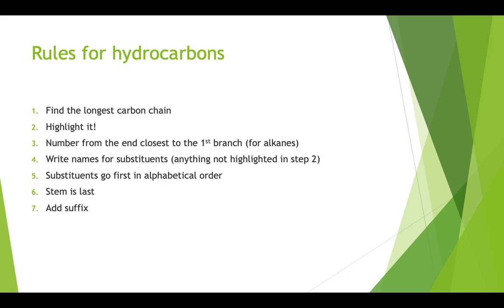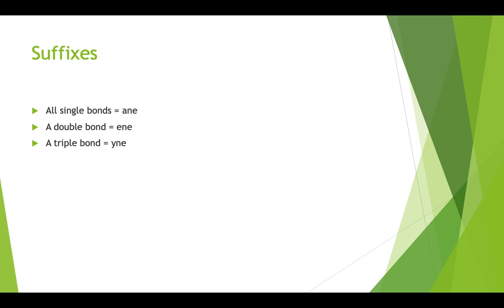Then the last thing you're going to do is put in your stem and then your suffix. So your stem would be however many carbons is in that longest chain. And then the suffix, so far as all you know, is going to be ane because we're dealing with just straight chain carbons, all single bonds. So the suffixes that I'm giving you today are ane, ene, and yne.